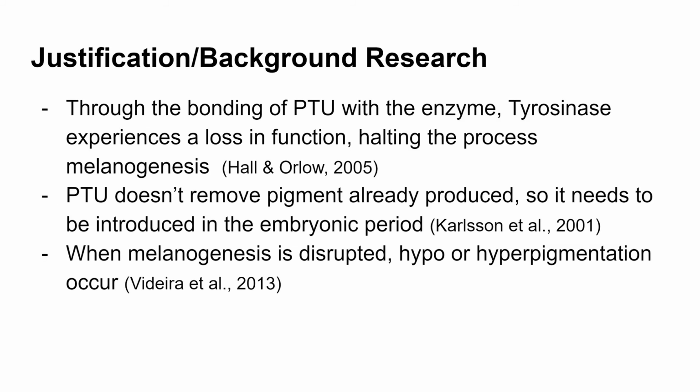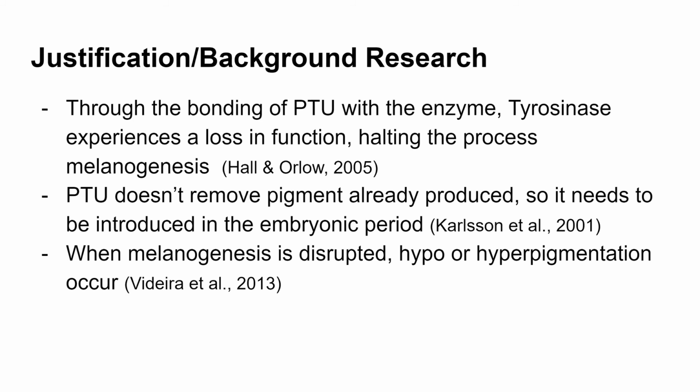An experiment done in 2005 confirmed that tyrosinase experiences a loss in function and an inhibition by PTU through a covalent bond that forms between the two of them. Another experiment done in 2001 notes that PTU doesn't remove pigment that is already produced, so it needs to be introduced in the embryonic period. Additionally, another experiment determined that when melanogenesis is disrupted, hypo and hyperpigmentation occur. An example of hypopigmentation would be albinism.